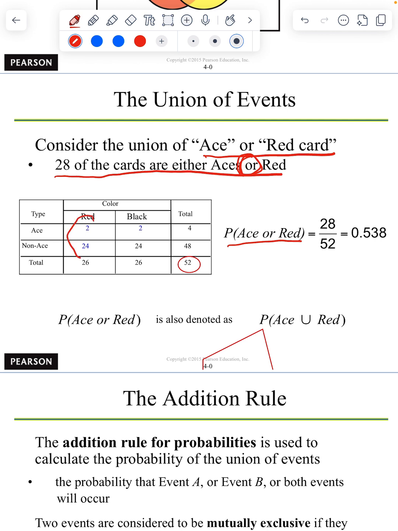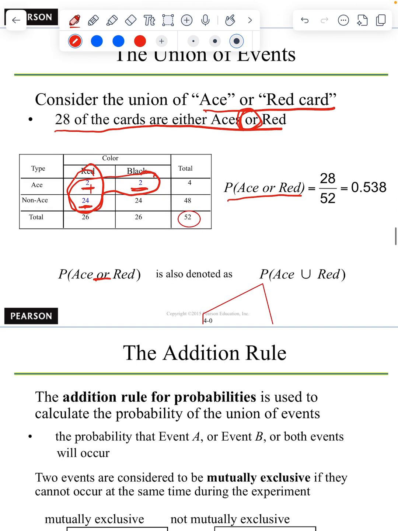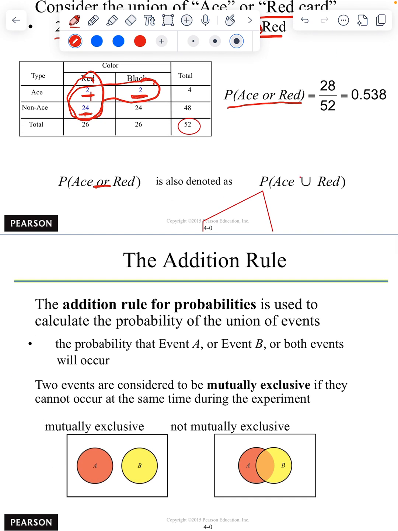So here you've got ace being 2 red and 2 black aces. If you add the 26 red cards and the 2 black aces together, you get 28 over 52. So or changes things, and the number does go up. Now if you're doing or, you're going to denote it by this symbol as opposed to and, like that.